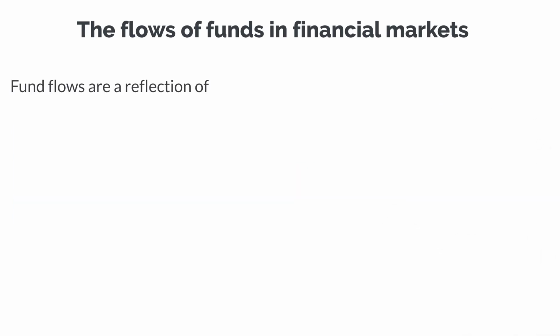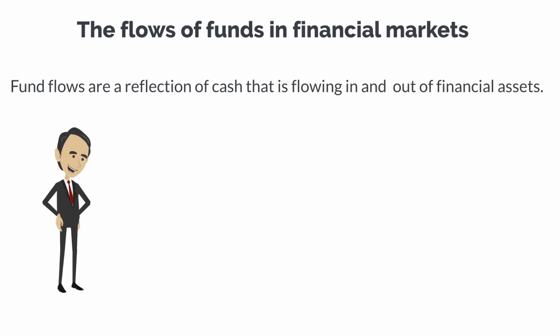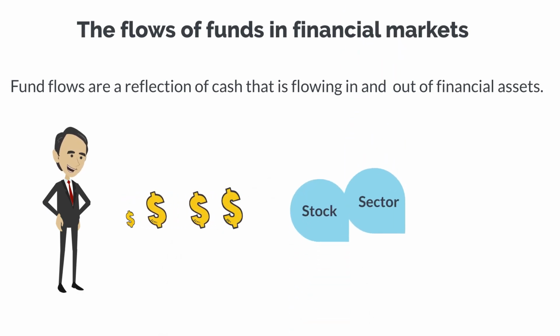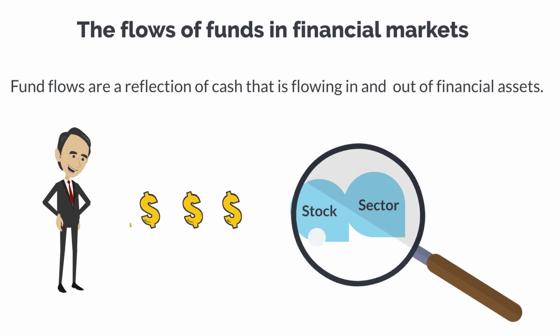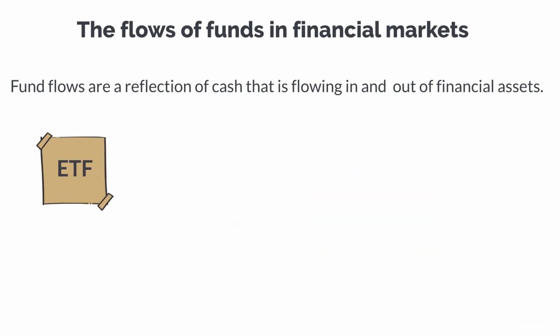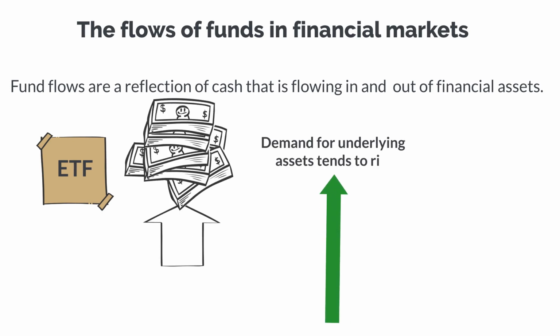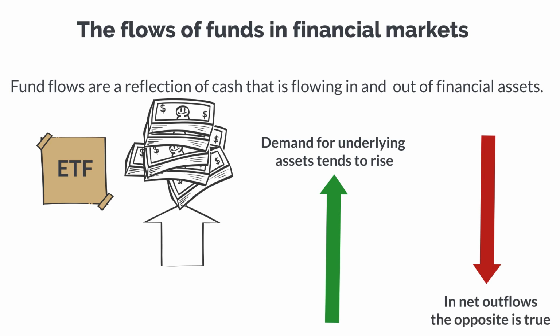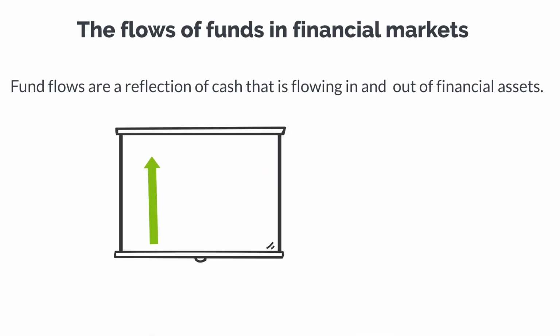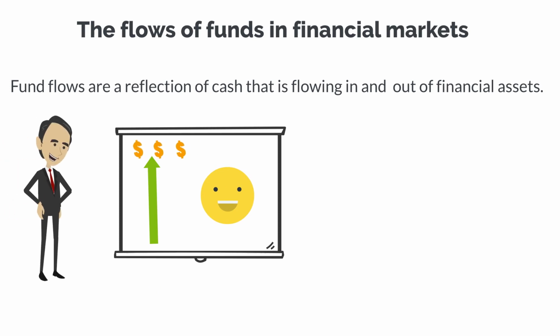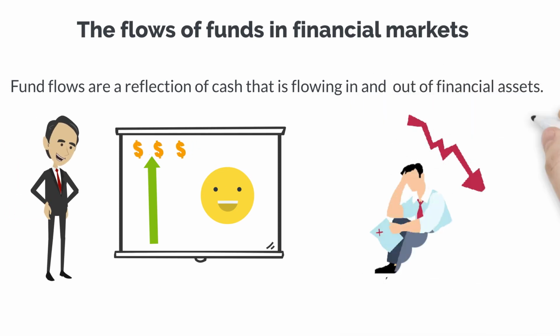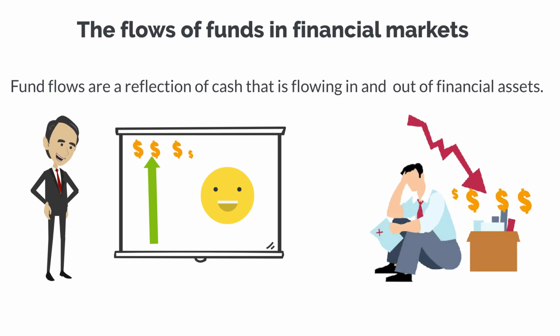Fund flows are a reflection of cash that is flowing in and out of financial assets. Investors can look at the direction of the cash flows for insights about the health of specific stocks and sectors or the overall market. Mutual fund or ETF fund managers with net inflow have more cash to invest, and demand for the underlying assets tends to rise. With net outflows, the opposite is true. High net inflow may reflect growing overall investor optimism. High net outflow may suggest increasing investor wariness.